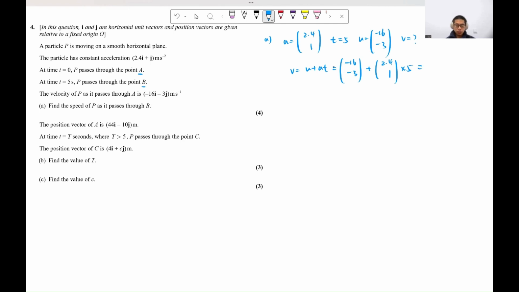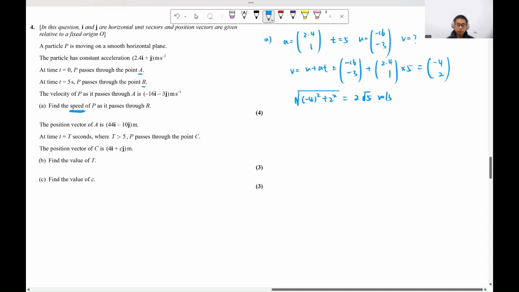Put that in the calculator: -6 plus 2.4 times 5 would be 6, and then -3 plus 1 times 5 is 2. And then be careful, we're looking for the speed, not just the velocity. So speed is the magnitude of the velocity, so we can just do Pythagoras. Square root of the x-component squared plus 2 squared. Put that in a calculator, and that is equal to 2√5 meters per second.